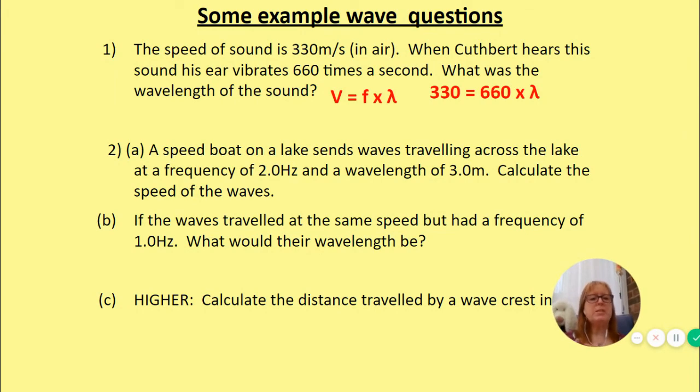Now, a mistake a lot of you will make now is you need to get lambda on its own. You need to solve this. So, the mistake a lot of you make now is you then go 660 divided by 330. Oh, no, wrong. It's 330 divided by 660. Look, 330 divided by 660. You want to get the 660 out of the way. It's got to go under the equals bridge. Under the bridge. You get it out of the way. So 330 divided by 660 will give you 0.5 meters.